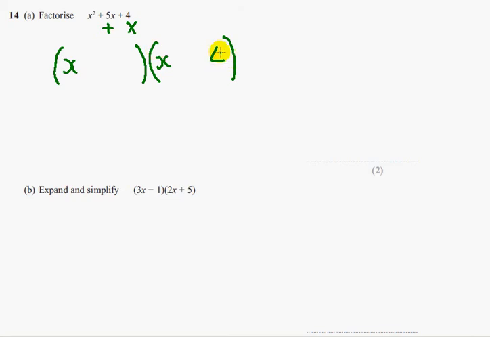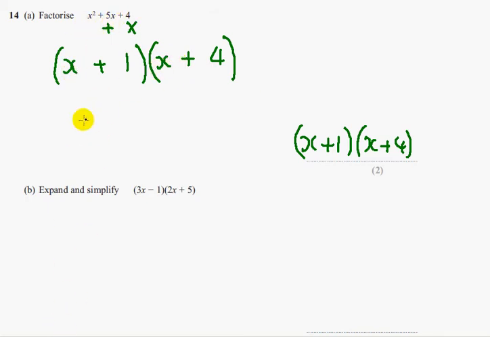So 4 and 1. Positive 4, positive 1, will do. Okay, so that's the final answer. Now, just to check, you can always multiply out these brackets and it should get you back to this. So I'm just going to do that really quickly.